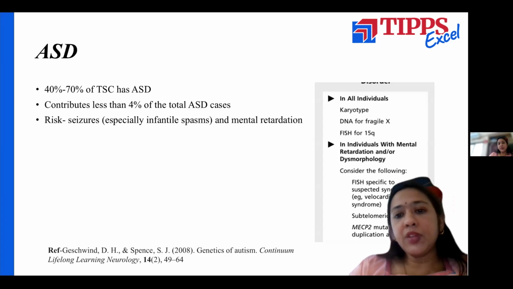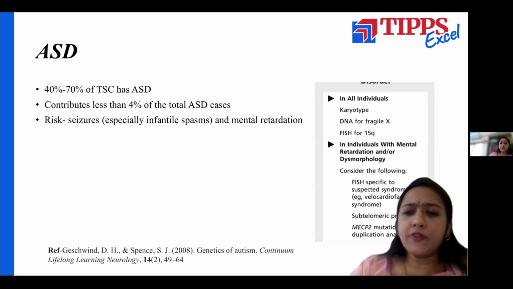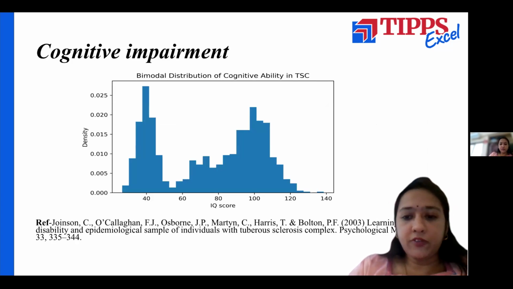But actually, the use of karyotyping or DNA testing is a very controversial topic, and nowadays it is slowly being replaced with whole exome sequencing. So mostly when we suspect a genetic etiology of ASD, these days pediatric neurologists and others generally suggest whole exome sequencing rather than going for karyotyping or FISH. And now coming to the cognitive impairment.